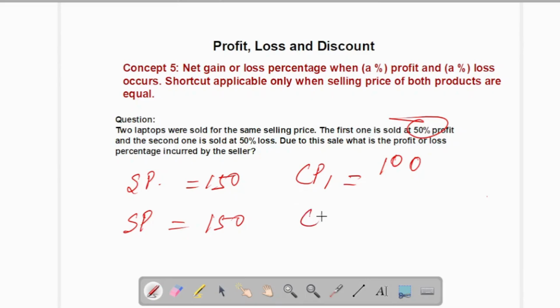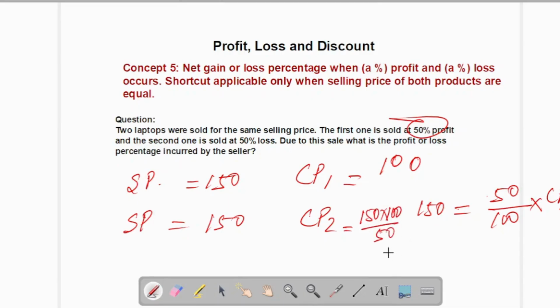Okay. If the selling price of the second laptop is 150, then what will be the cost price of the second laptop? CP2. So I will calculate using 150 is 50 by 100 into CP. That means I will get CP2 as 150 into 100 divided by 50. So it is coming 300. Okay. So what is the total cost price then? Total cost price of the two laptops will be 100 plus 300 is equal to 400.